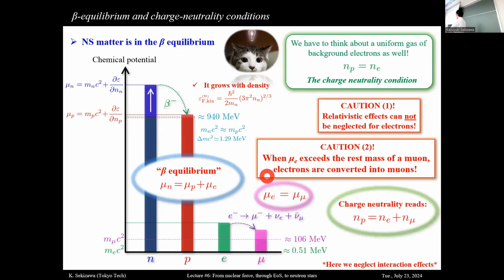And we have another beta equilibrium condition for leptons, electron and muons, the equilibrium condition between those two particles. And the charge neutrality condition becomes this way. It is just a naive extension of this because the muon has negative charge. In this way, you can understand what is inside the outer core region, the uniform nuclear matter.